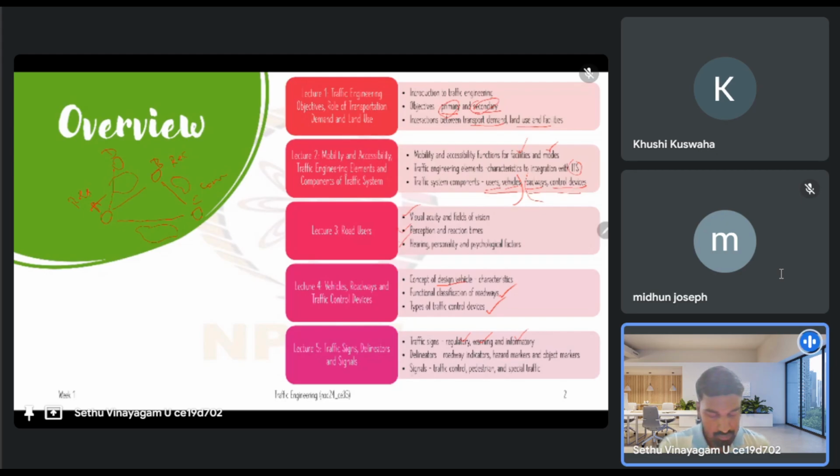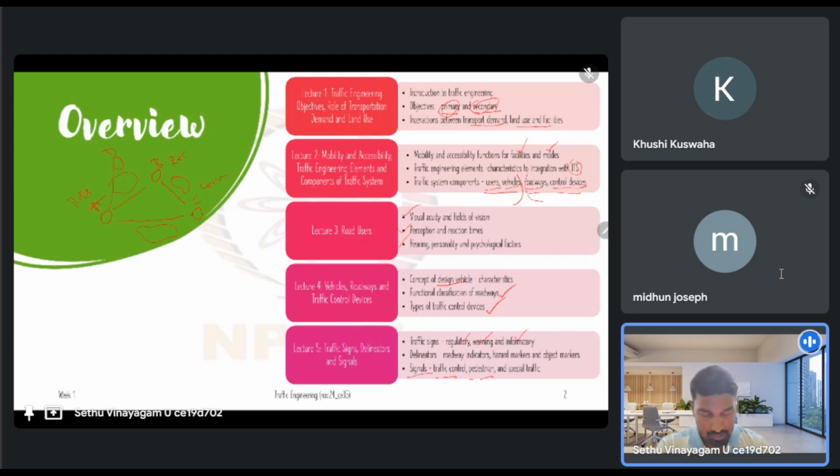And finally we have signals. Signals help us control the flow of the traffic. Among that, we have three major types. First, traffic control signals. These are the usual ones that we are familiar with, right? At intersections we have these, and then we have pedestrian signals. This allows us to control the flow of pedestrians, so when they can cross an intersection or even a mid-block section.